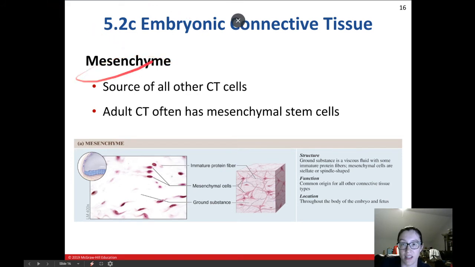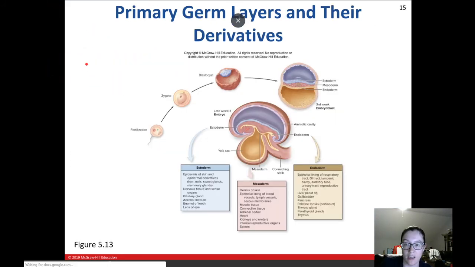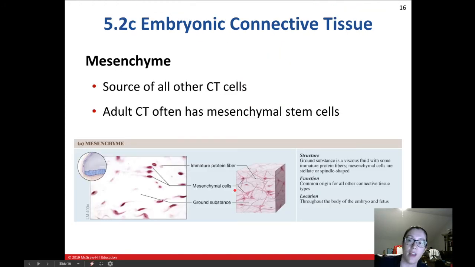So as I said, mesenchyme comes from, as we can see right here, the mesoderm. The mesoderm becomes the mesenchyme, and the mesenchyme is the source of all other connective tissue cells. An adult connective tissue often has mesenchymal stem cells. So if we say there's a mesenchymal cell, that's going to be one of those stem cells that's been brought forward from the embryo, and it's still there, and eventually it can become a bunch of different types of cells.